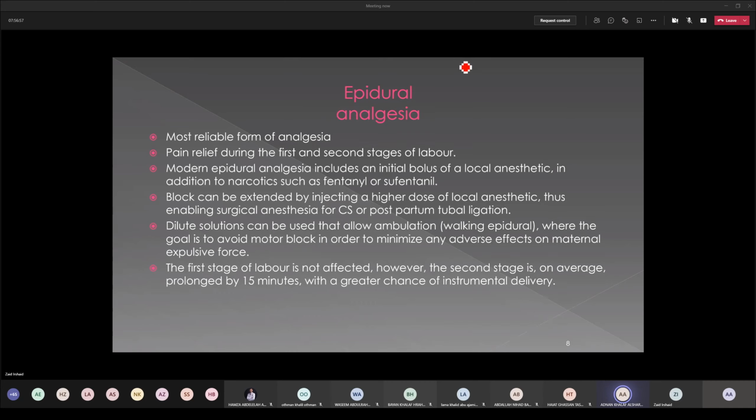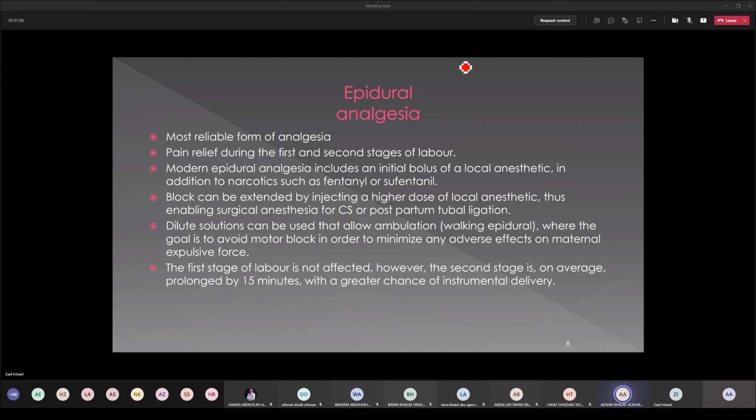بالنسبة للديليوت solutions can be used that allow ambulation, which is اللي هي walking epidural, where the goal is to avoid motor block in order to minimize any adverse effects on maternal expulsive force. هنا ليش بنستخدم الإبيديورال؟ لأنه لها اللي هي ماينر بلوك للموتور سيستم، فبالتالي ما بنأثر على الإكسبلسيف فورس أوف ذا ماذر، لأنه عندك الليبر بيعتمد على اللي هي اليوتراين كونتراكشنز، فإحنا إذا عملنا موتور بلوك بيصير زي كومبرومايز لليوترس، فبالتالي اللي هي أبنورمال ليبر، وممكن بيصير برولونج. بالنسبة للفيرست stage of labor is not affected.